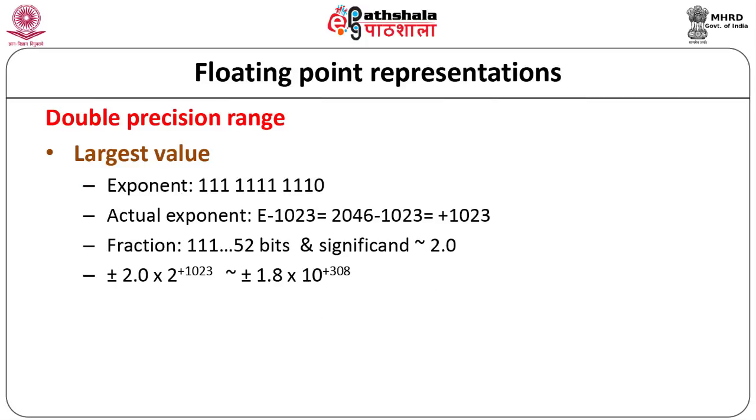In double precision, the largest value of exponent is 10 bit ones and a 0. The actual exponent for this number is around plus 1023. The fractional part is 111 up to 52 bits and the significand is around 2.0. Thus, it represents plus minus 2.0 into 2 raised to plus 1023. So, it is around plus minus 1.8 into 10 raised to plus 308.